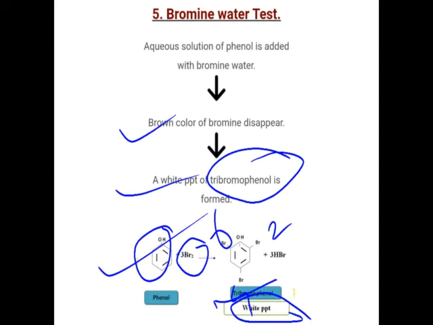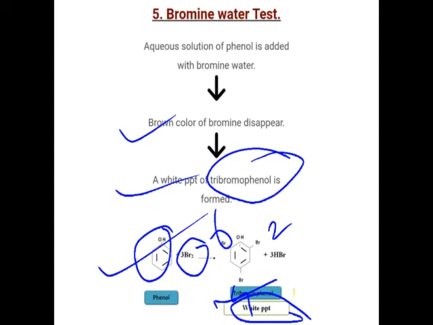And last test, that is the bromine water test. So when bromine reacts with the phenol, it forms tribromophenol, which is white color precipitate. Hence, during the test, if we take aqueous solution of phenol and add the bromine water, the reaction between bromine and phenol takes place and it forms 2,4,6 tribromophenol, which is the white color precipitate. And due to the white color precipitate, the brown color disappears.